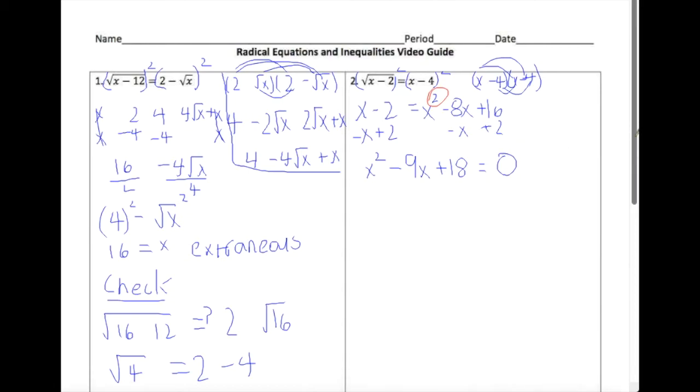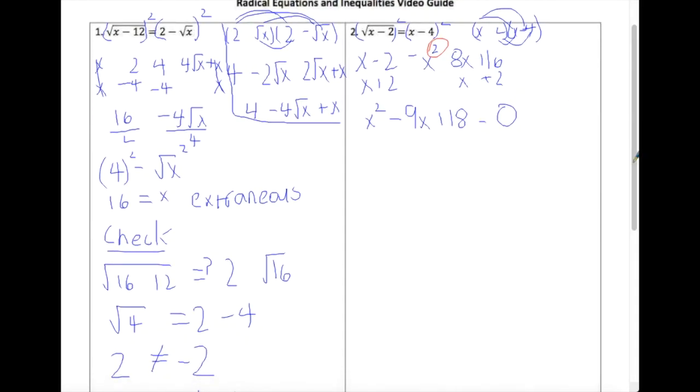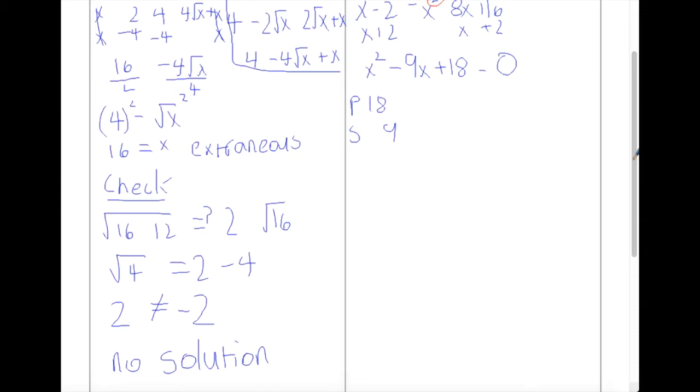And then this equation we can solve by factoring. So we need to find two numbers with a product of 18 and a sum of negative 9, and that would be negative 6 and negative 3.